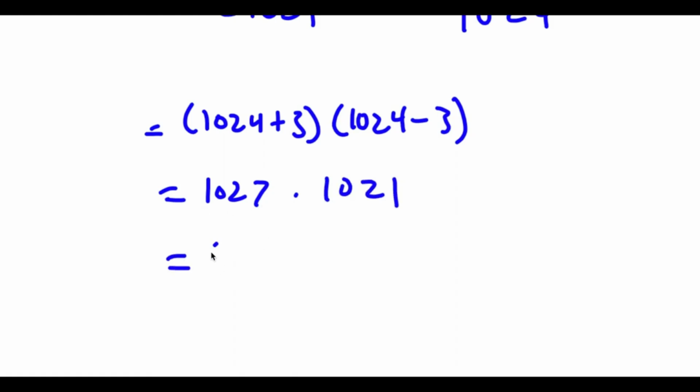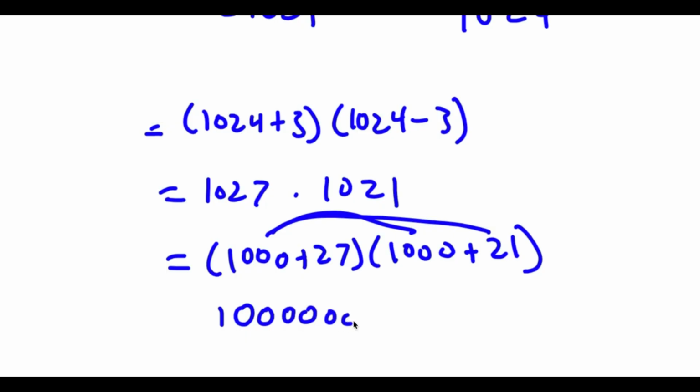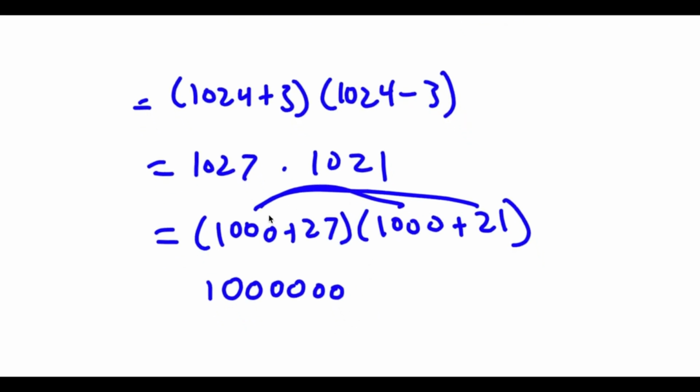Now I can go rewrite this as 1,000 plus 27 times 1,000 plus 21. And now it's much easier to solve this. I can first distribute the 1,000. So I have 1,000 times 1,000, which is equal to 1 million. And 1,000 times 21 is 21,000.